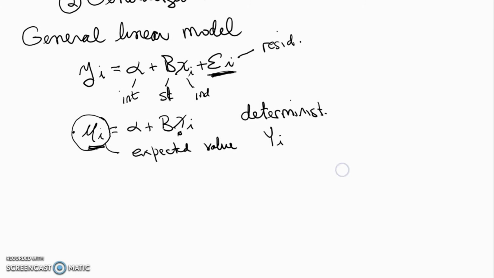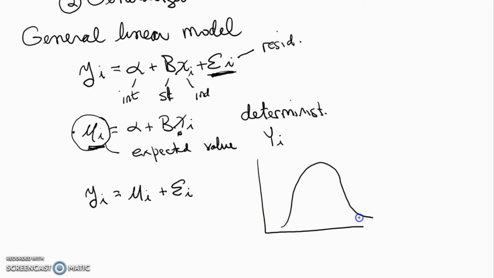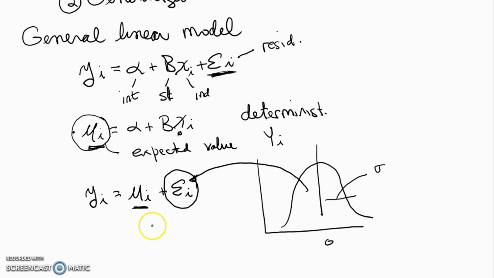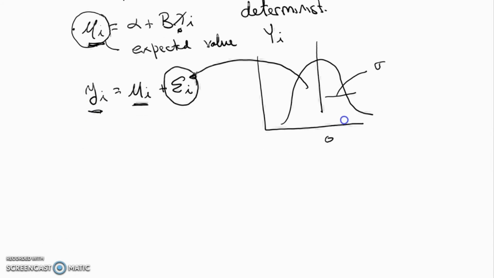We get mu i, and then to get our y i, we start off with mu i, and then we add on to it a residual, and the residual is deemed to arrive from a normal distribution with a mean 0 and some sort of standard deviation, sigma, that we're going to have to specify. So from this distribution, we draw the residual, we tack that onto the expected value, and that'll give us our observed value. So that's the general linear model.